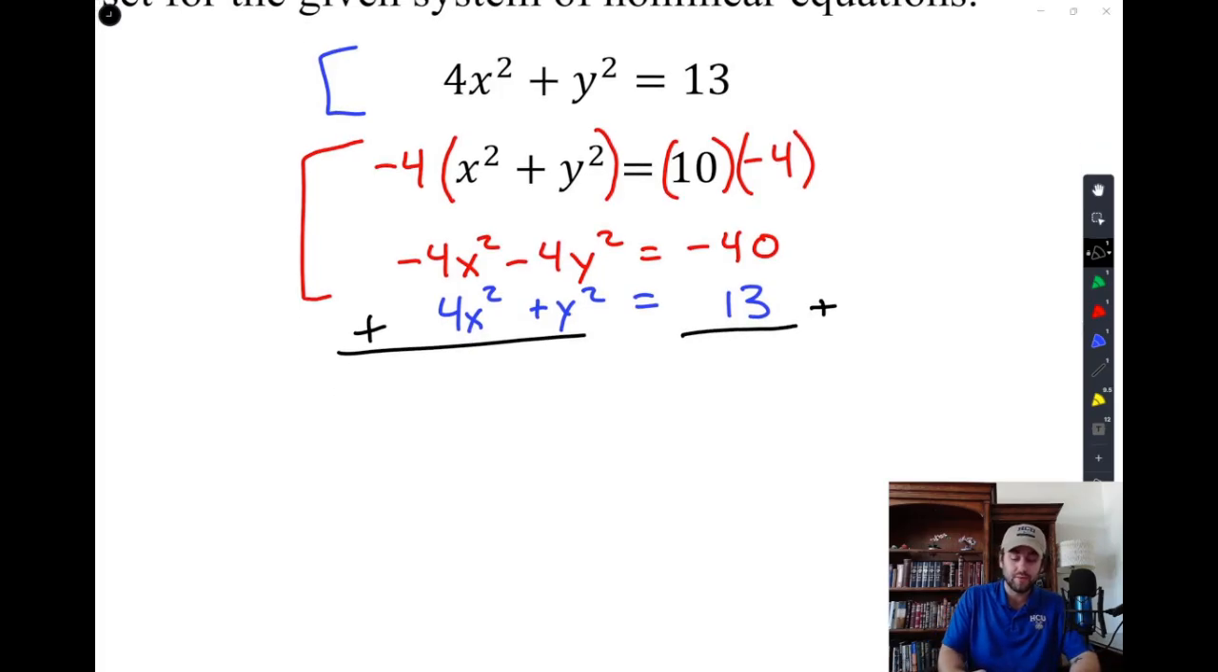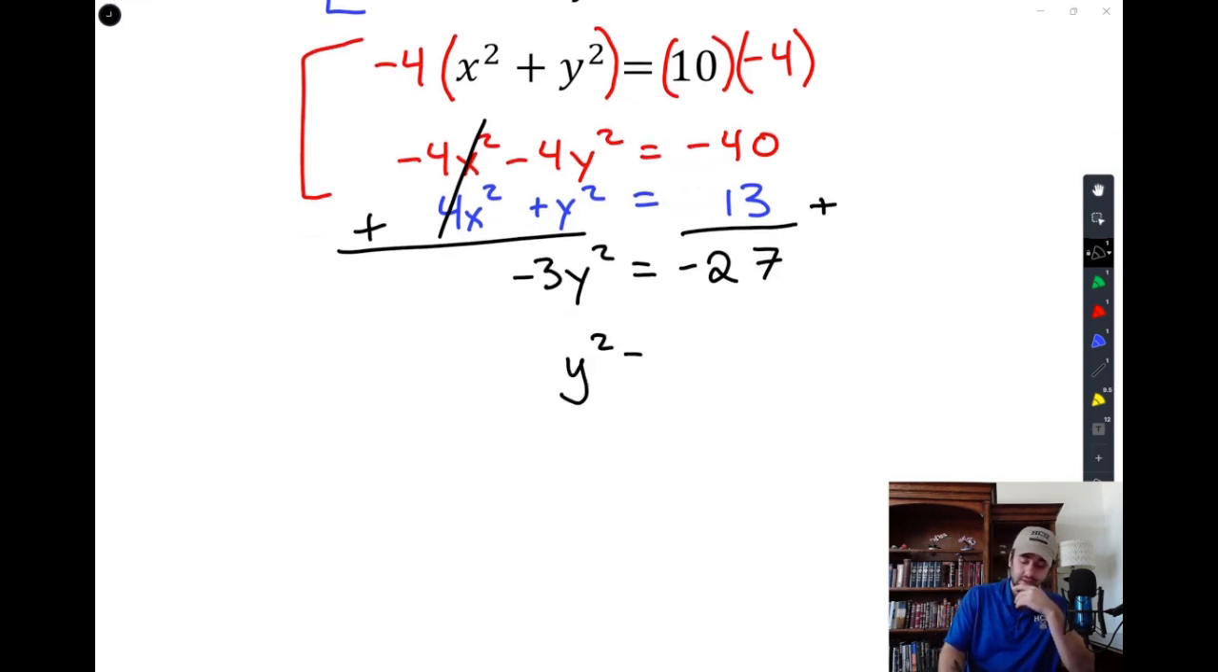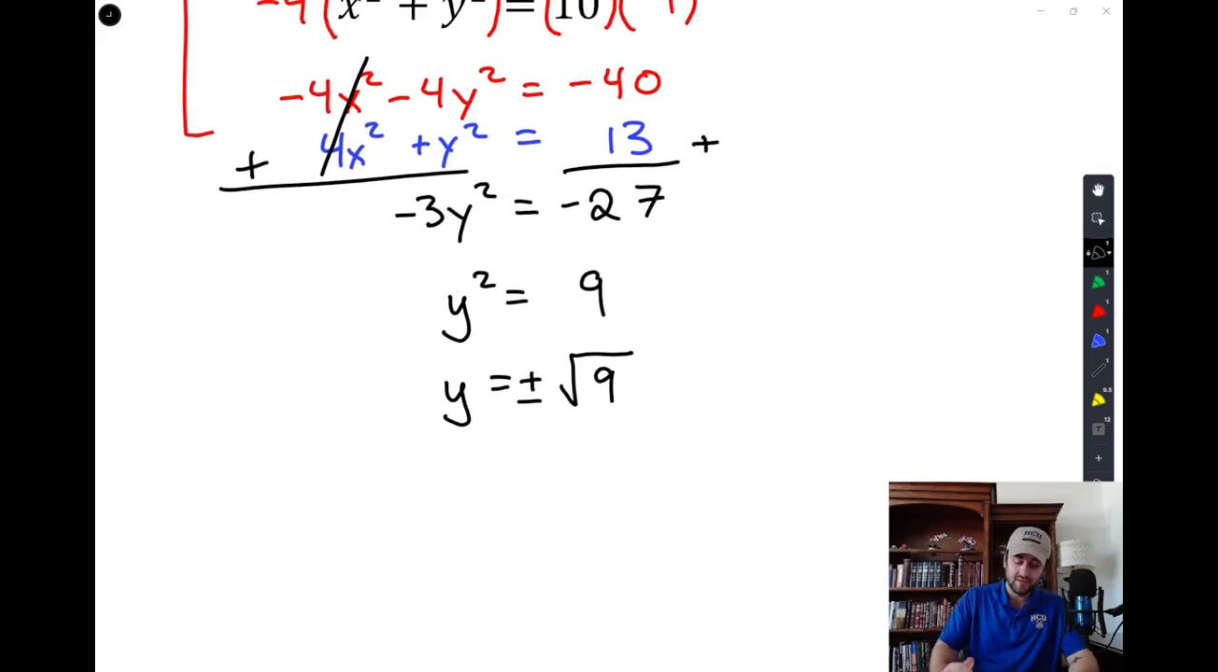And so the 4x squared and the negative 4x squared cancel, and we're left with negative 4y squared plus y squared, so that would be negative 3y squared equals negative 40 plus 13. So 13 minus 40 is negative 27, because 40 is bigger. Okay? Now y squared equals 9 if you divide both sides by negative 3, which means y equals the square root of 9, and we introduced a square root to the problem, so we have to introduce a plus or a minus, which means y equals plus or minus 3.